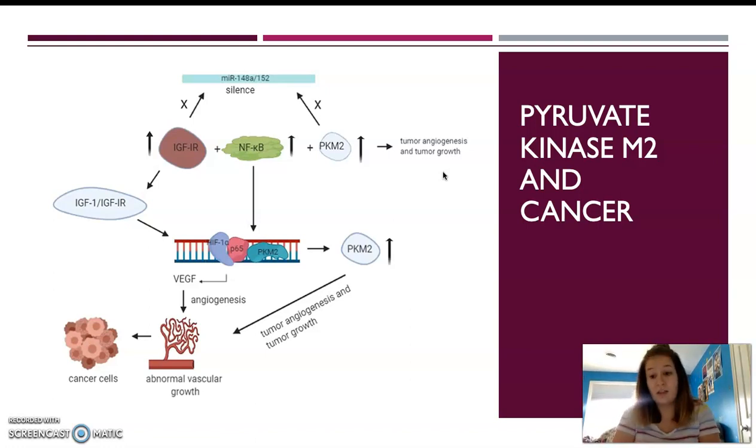So the reason I think that pyruvate kinase M2 diverts away from aerobic glycolysis is that it turns into this more of a protein kinase and transcription factor, and diverts the glucose from being used in glycolysis and helps create other factors such as the nucleotides, amino acids, and phospholipids.